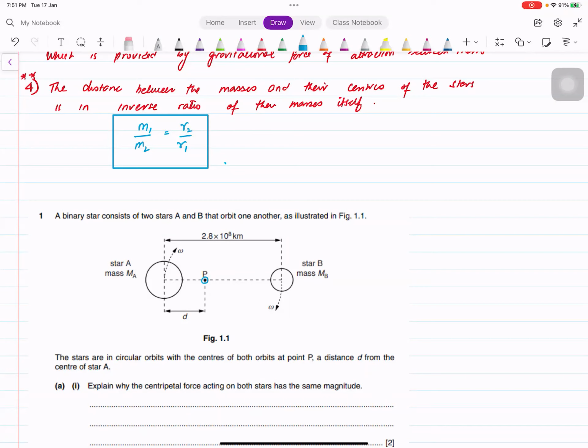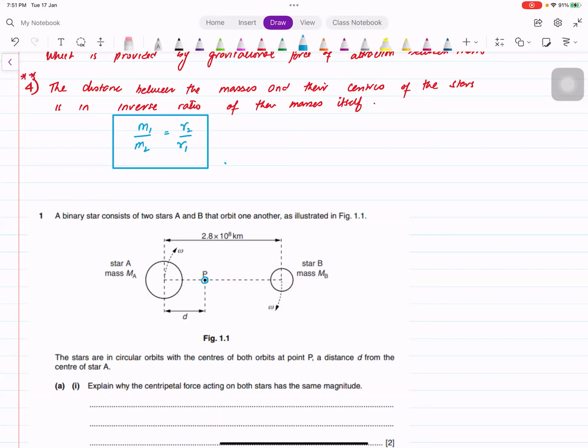Star A is heavier, not just because it looks bigger in size. Even if it did not look like that, you should remember that the common center is closer to A, which means that it has a greater mass. That's what Anusha asked me just now. Do you understand?